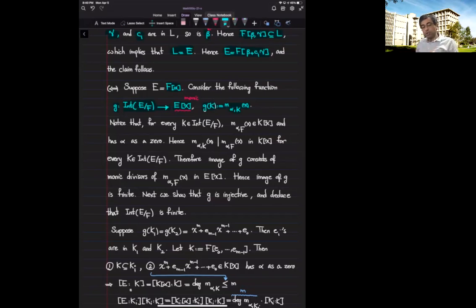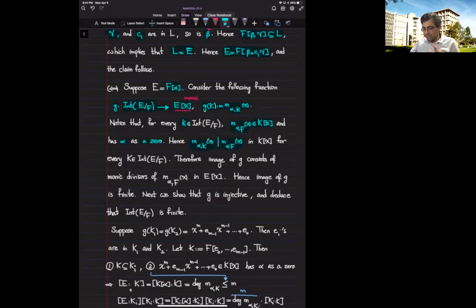Okay, so let's start with showing that the image is a finite set. How do I do it? The point is that for every intermediate field K that you give me, the minimal polynomial of alpha over F is inside F bracket X, but F is a subset of K, and therefore I can view this as an element of K bracket X. So the minimal polynomial of alpha over F is a polynomial in K bracket X, and it does have alpha as a 0. And so the minimal polynomial of alpha over K should divide this.